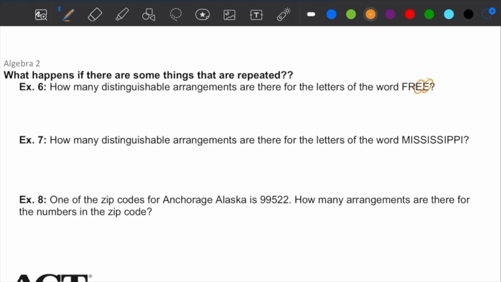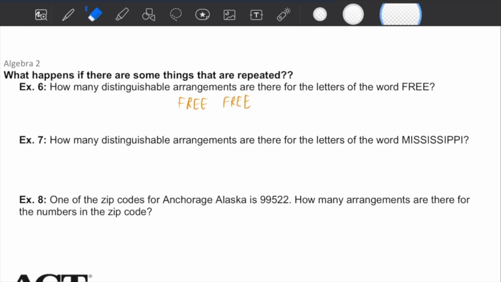It doesn't matter which E is placed in a spot. At the end of the day, an E is placed in a spot, and that's all that matters. So you won't have quite as many arrangements because, for example, free is the same as free. And someone might say, well, the E's are swapped around. Well, you can't tell because it's still the same exact combination now.